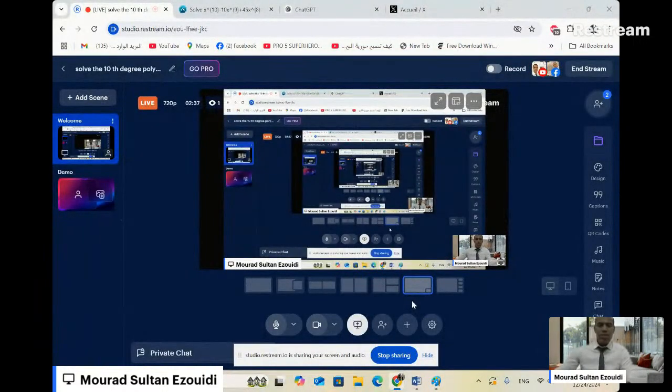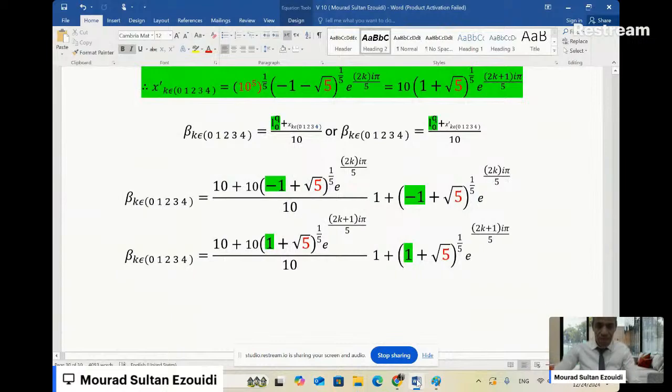So it's me, Mourad Sultan Ezouidi. Hello again. How are you doing? I wish that everyone is okay. And today I will just focus on the same example that I already explained 10 minutes ago, and we are going to change the last coefficient. And we'll see that we will get two real numbers and 8 complex numbers for this 10th degree polynomial equation. Okay, so let's start.